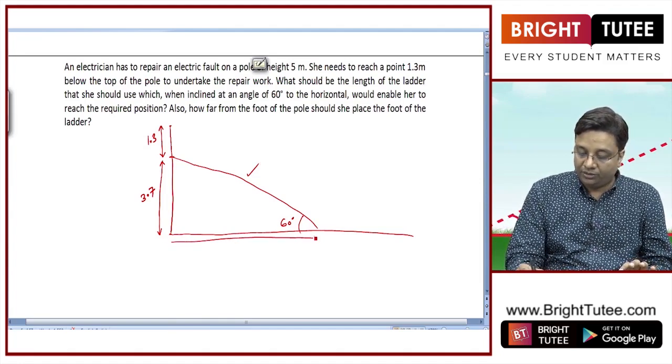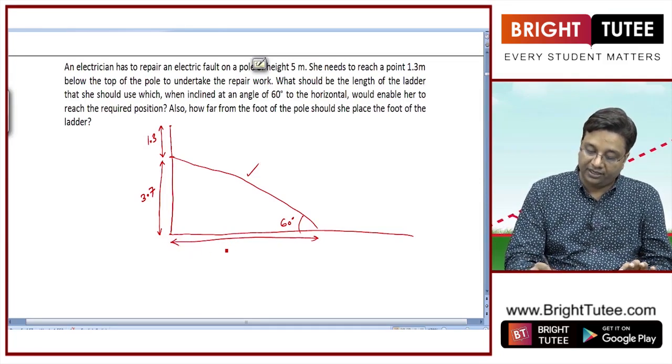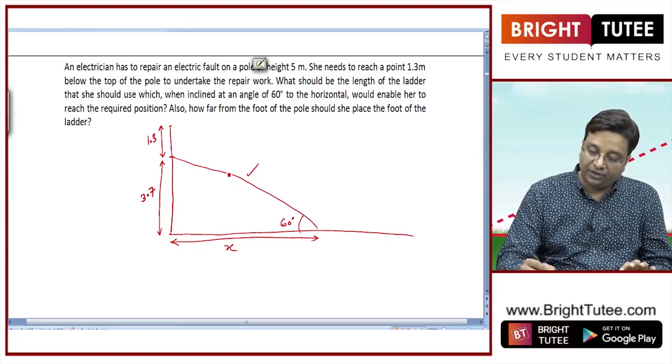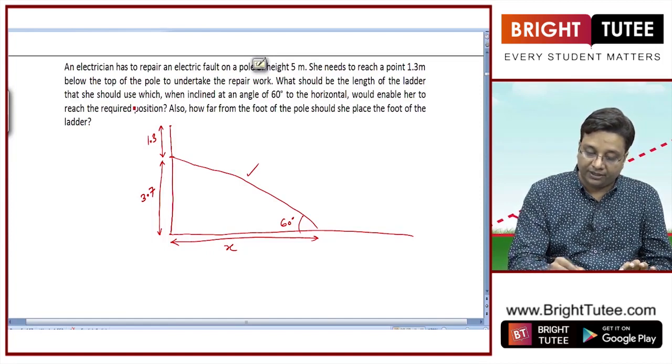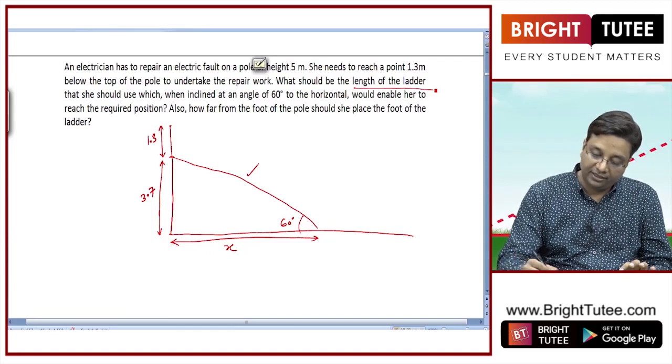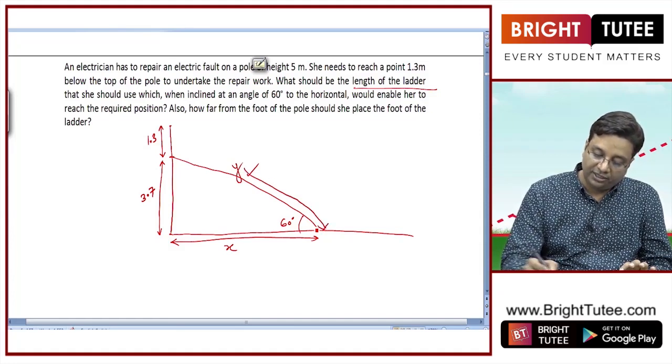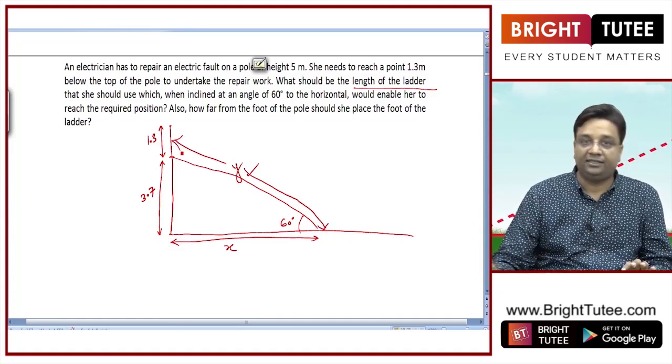One, we need to calculate this distance. Let us name this distance as x, and we need to find the length of the ladder, right? Length of the ladder, and let's take it as y. So in this question we need to find x and y.